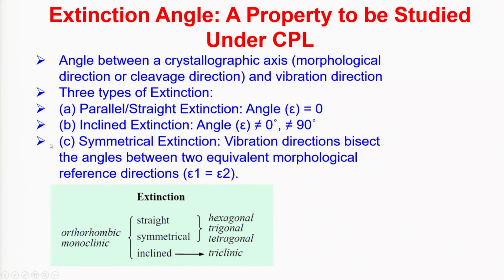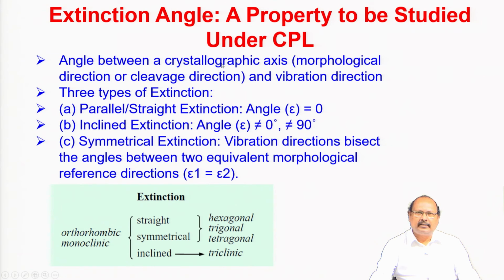Now, the next property that we will learn now is called extinction angle, and this is also the property that is to be studied under cross polarized light. What is an extinction angle? This is the angle between a crystallographic axis and the vibration direction of a mineral.